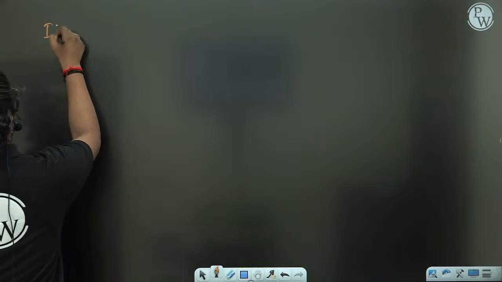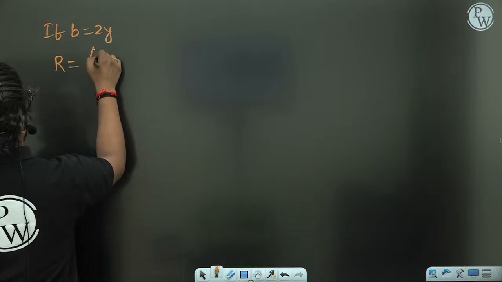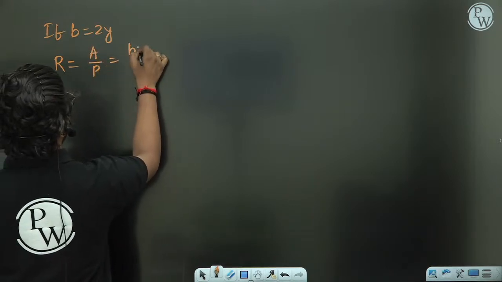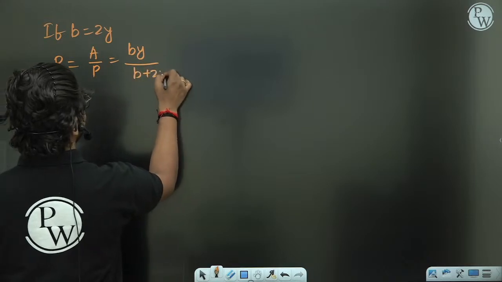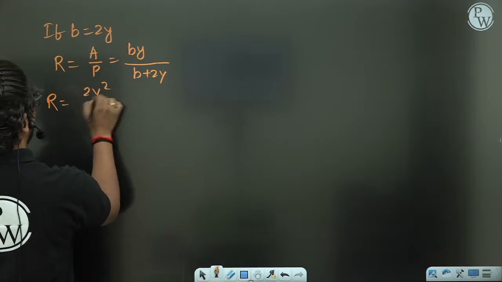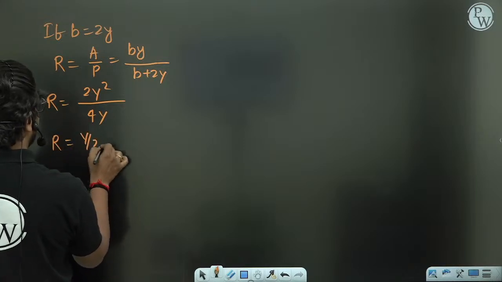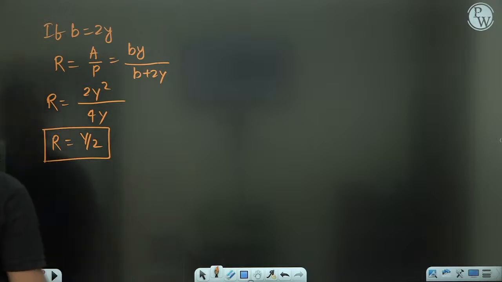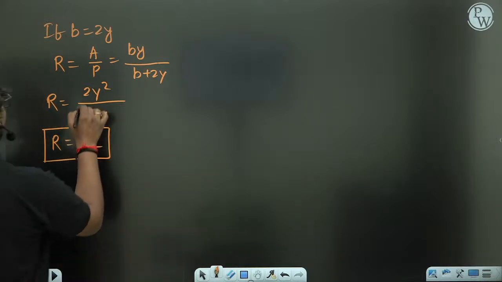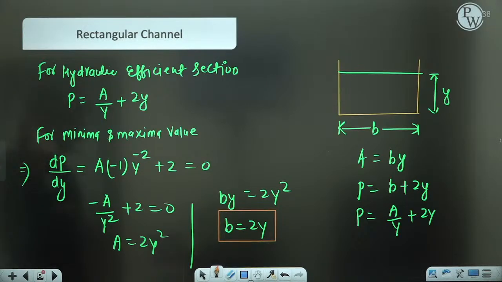So if B is equal to 2y, can you find out R for me? R will be what? Area upon perimeter. Area is B into y upon B plus 2y. So if you put B equal to 2y, it will be 2y square in the numerator divided by 4y. So R equal to y by 2. Is that clear?